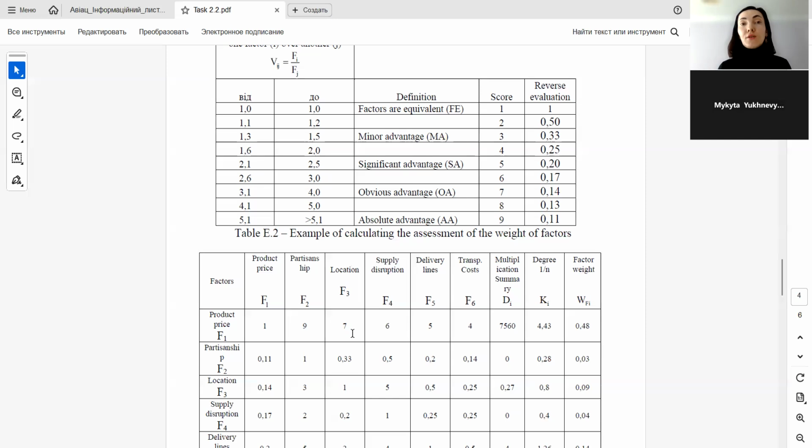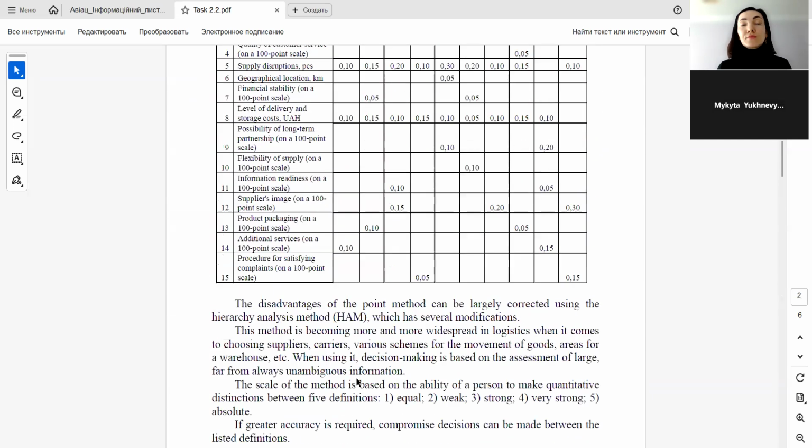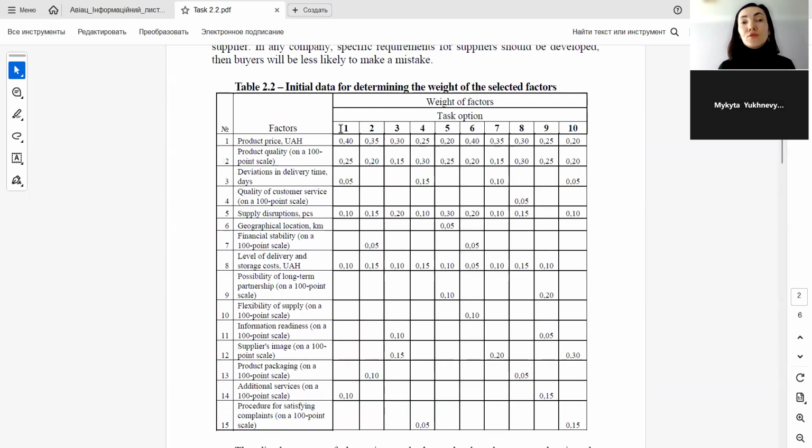V 1,3 is equal to, and find the formula. We need to find the weight of first factor divided by the weight of third factor. For example, for the first variant, if we use this example, the weight of first factor is 0.40. The weight of third factor is 0.05. So we need to divide 0.40 by 0.05 and find this meaning. Please do it for your variant, for your meaning.